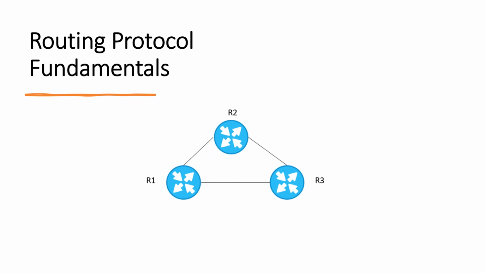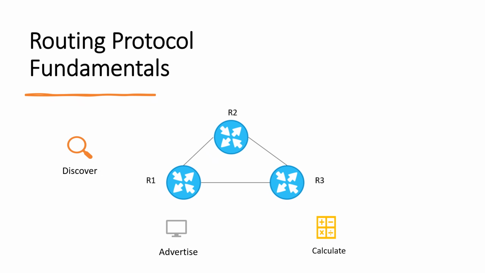So routing protocols perform these functions, such as discover. It learns routing information about remote networks from neighboring routers. For example, R1 learns from R2. Similarly, R2 learns from R1 and R3, and similarly, R3 learns from R2 and R1. It advertises. It advertises routing information about local networks to neighboring routers.